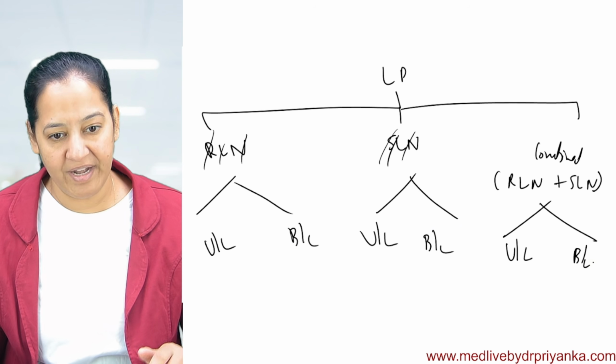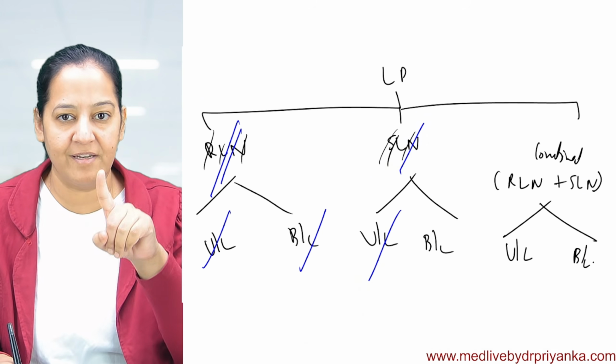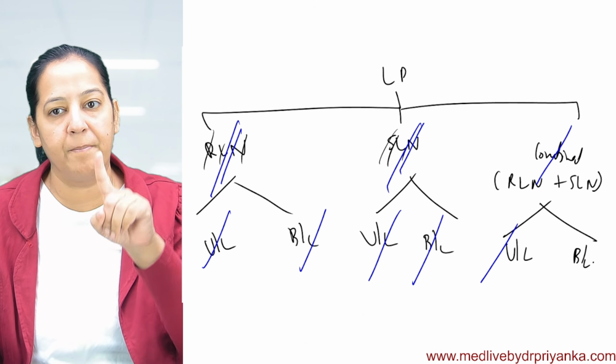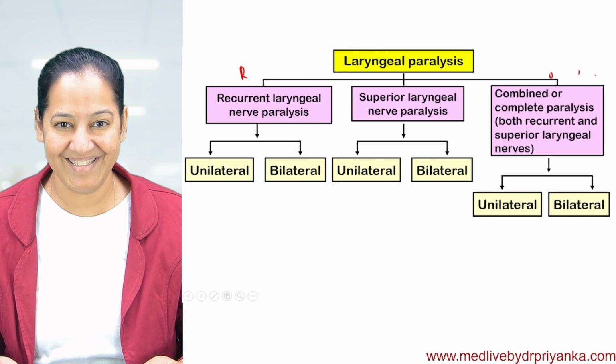Can you enumerate the 6 types? Unilateral RLN paralysis, bilateral RLN paralysis, unilateral SLN paralysis, bilateral SLN paralysis, unilateral combined paralysis, bilateral combined paralysis. So these are the 6 types.